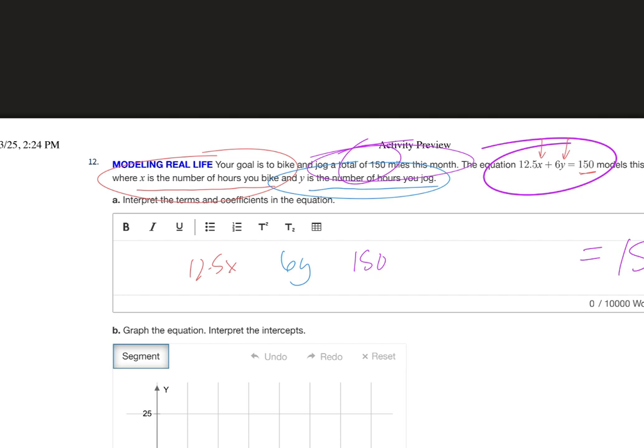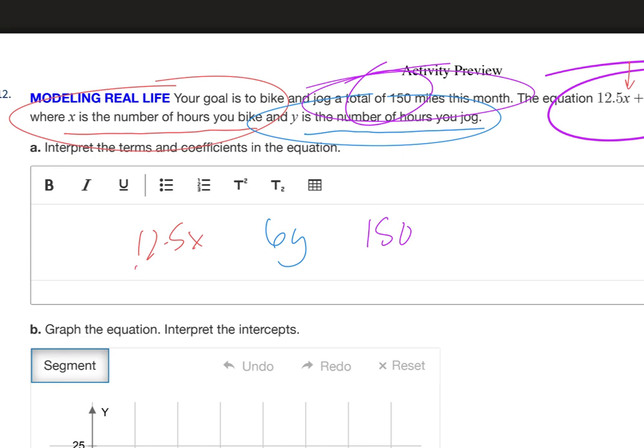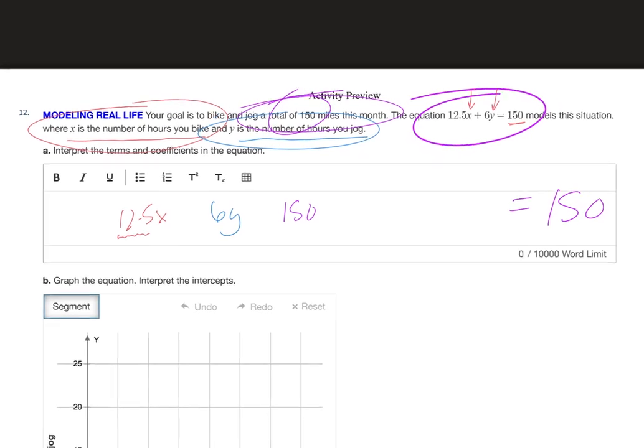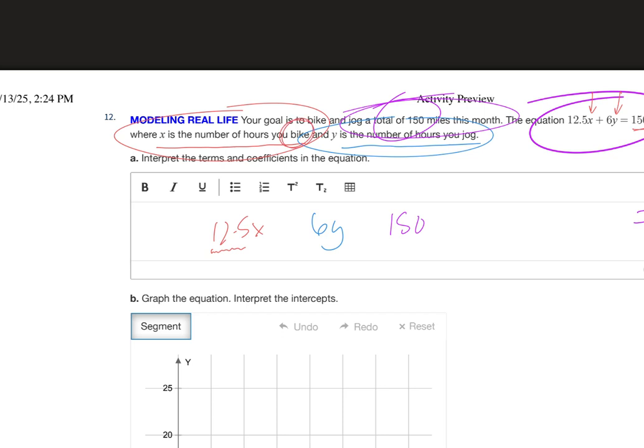And by the way, you might not know what this and that means, but I circled them as I said them. The big red sentence represents that one. The big blue sentence represents that one. The big purple represents that one, okay? And then the coefficients are, so like this 12.5 is the coefficient. That must mean that every time he goes for a bike ride, it's 12.5 miles. So a bike ride is 12.5 miles, and a jog is 6 miles.